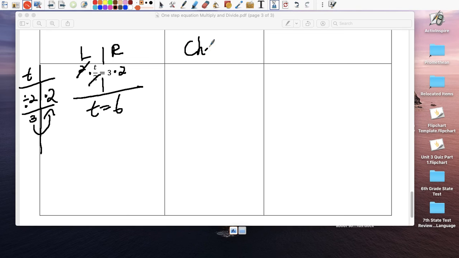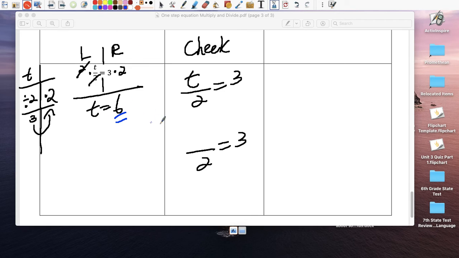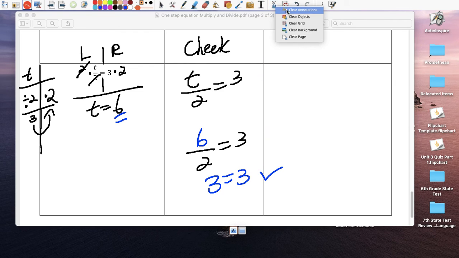My check. t over 2 equals 3. So over here where the letter t is, we're going to substitute with 6. 6 divided by 2 is 3, which equals 3 on the other side. So again, we are good. So that was the first part of your homework.